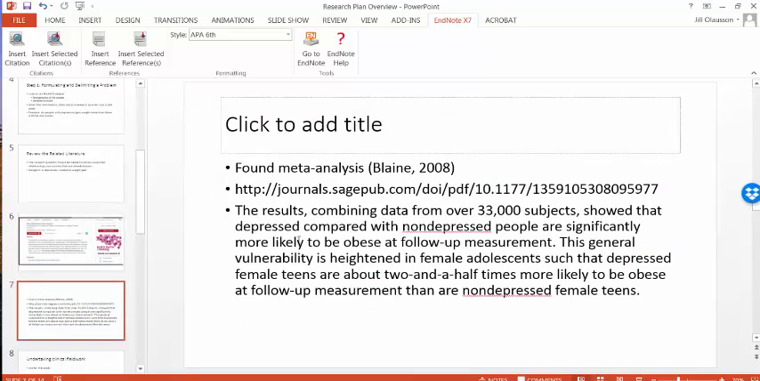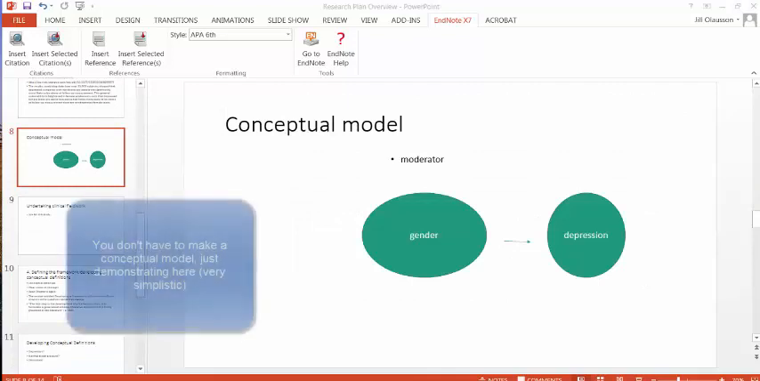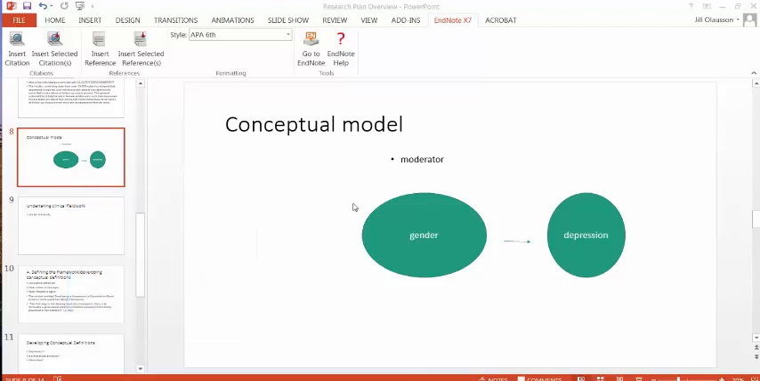It says the results combining data for over 33,000 subjects showed that depressed compared with non-depressed people are significantly more likely to be obese at follow-up measurements. They said this is more for female adolescents. So with this I have this idea about the relationships between variables. So gender might be a moderator of depression. This is the conceptual model that I get out of reading these different studies.